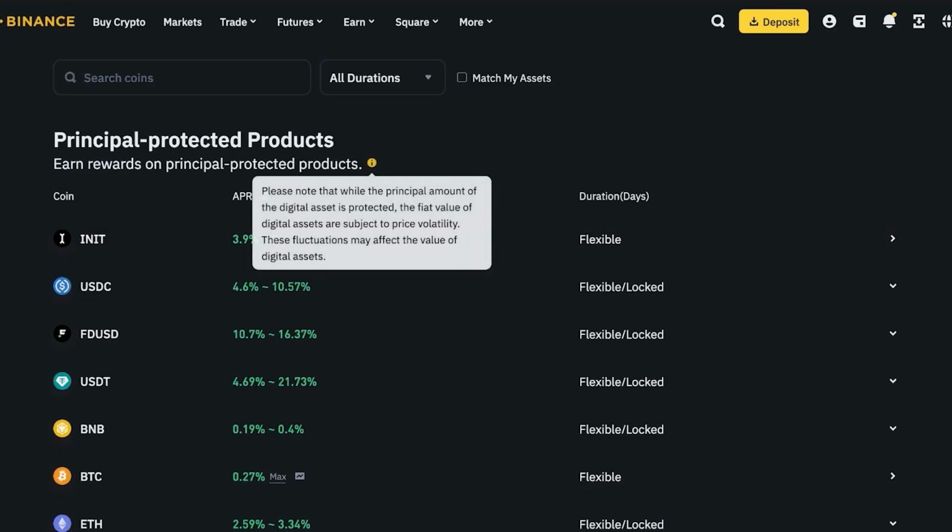Keep in mind that the principal amount of the digital asset is protected. The fiat value is going to be subject to price volatility, and these fluctuations may affect the value of your digital asset. What does this actually mean?